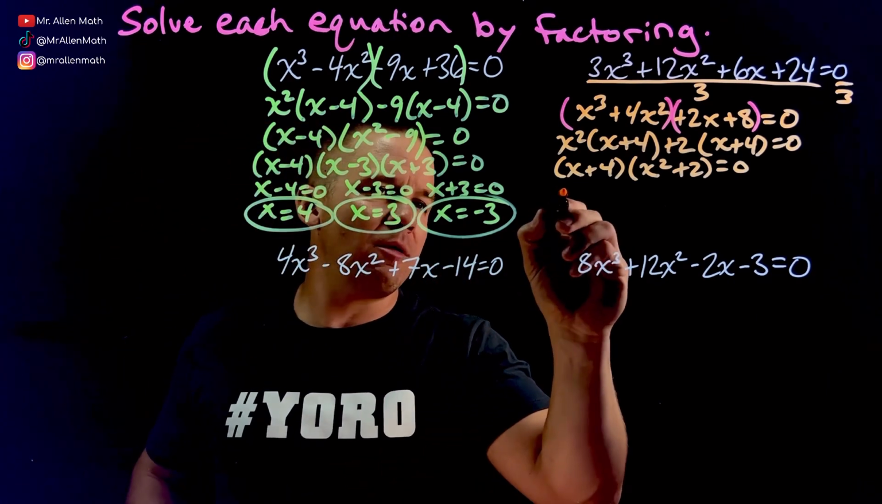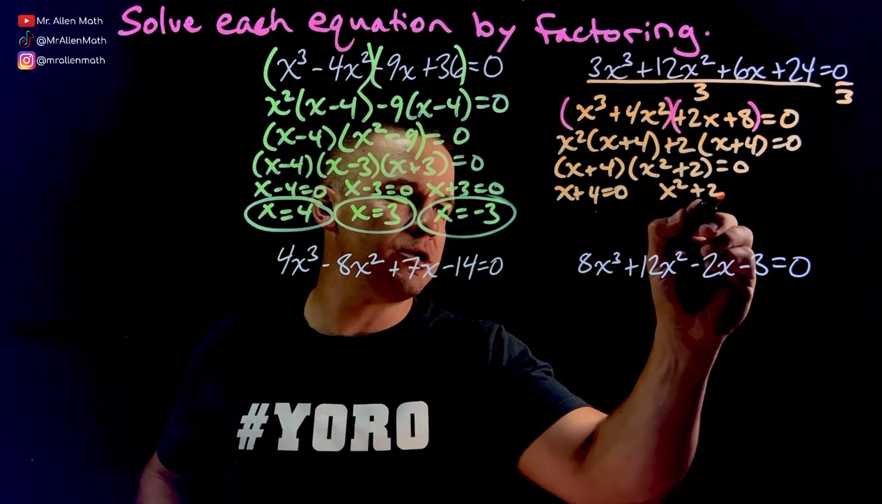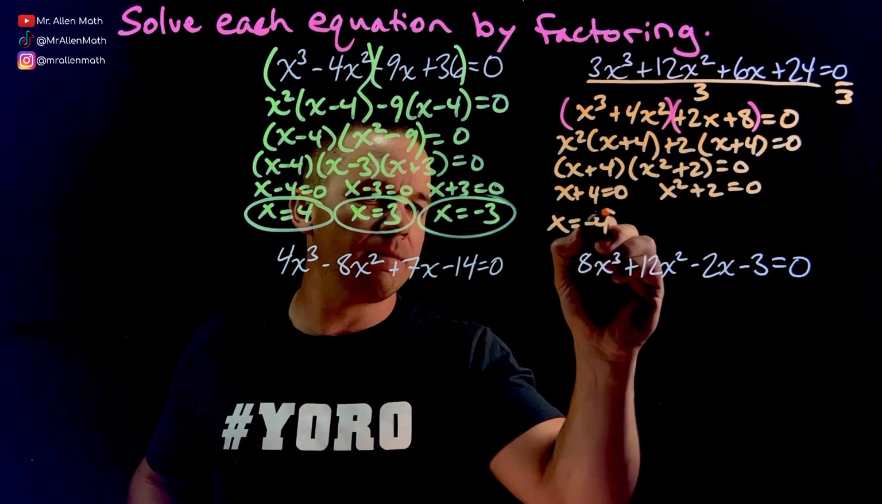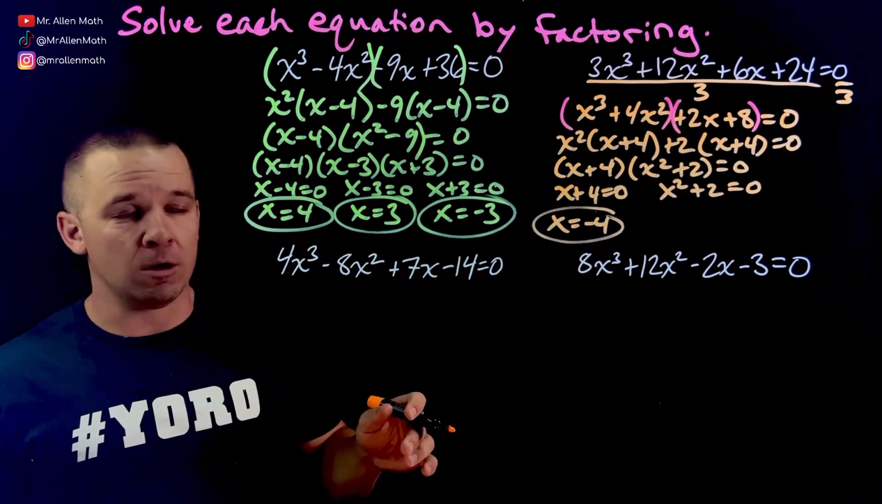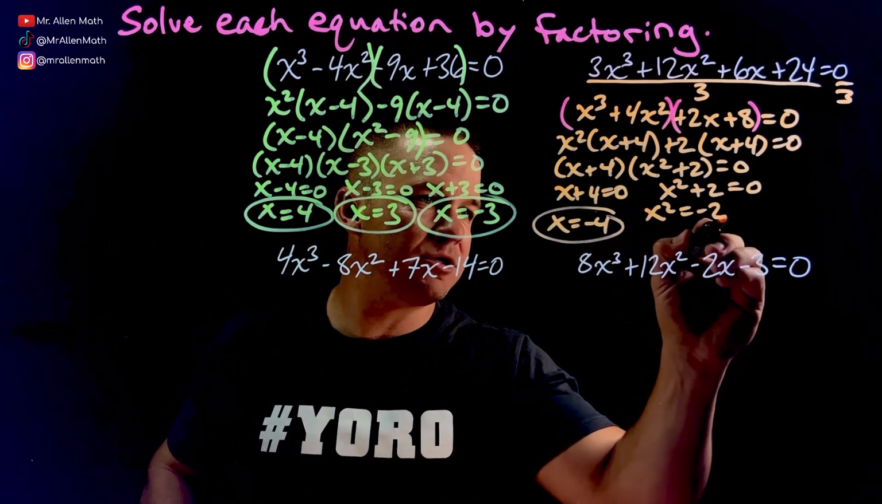All right, so I'm going to take x plus 4, set it equal to 0. x squared plus 2, and I'll set that equal to 0. This one's easy to solve. I get x equals negative 4. This one will take a little bit more work. Okay, I'm going to subtract 2. I get x squared equals negative 2.